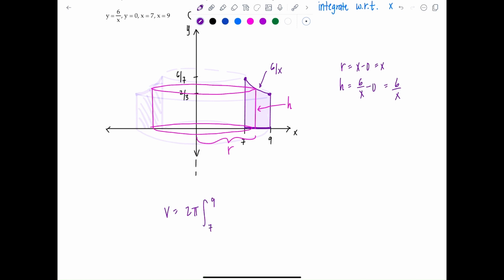You should always read it lower limit to upper limit. You don't say from 9 to 7. That makes no sense. From 7 to 9. It is a pet peeve of mine. I don't know, it's been making me more angry this semester than usual.